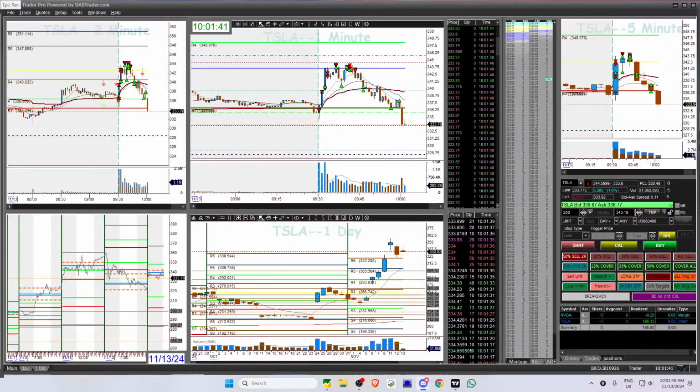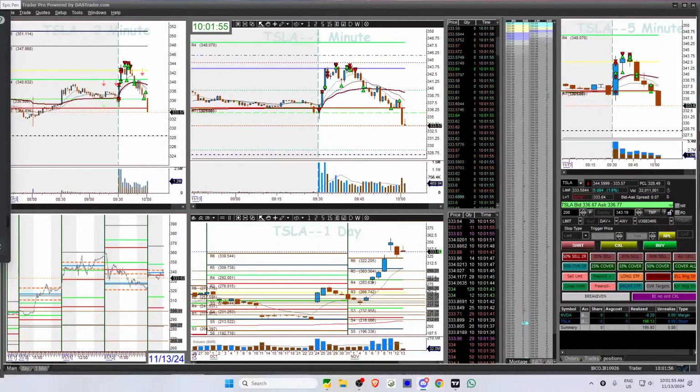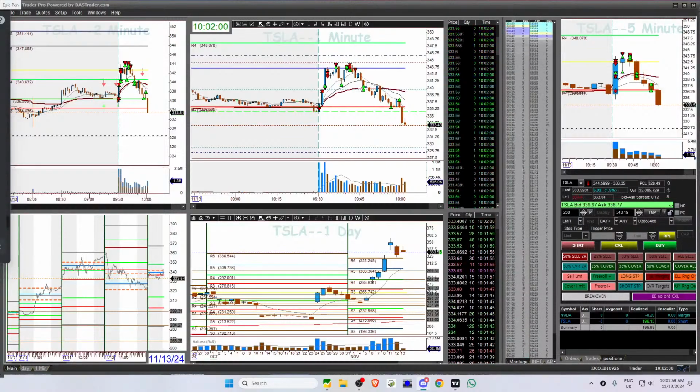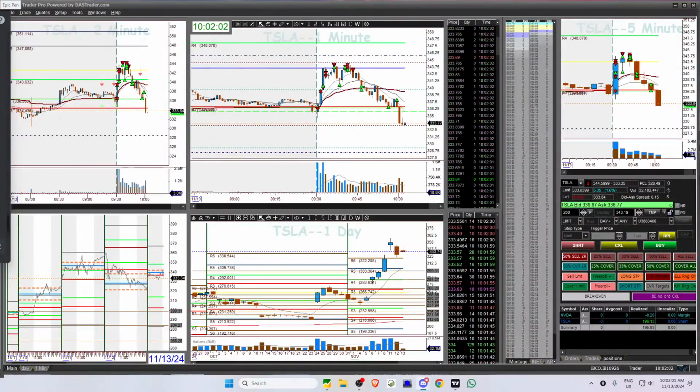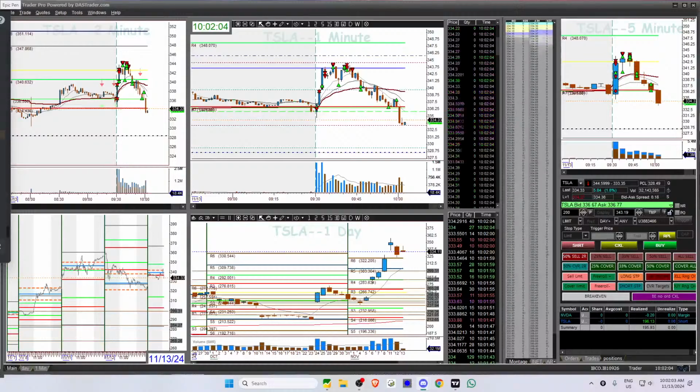Okay, so Amazon broke through VWAP, but it's now coming back up. Come on. Go back down. I should just call the Citadel folks down to sell. Oh, nice. Come on.